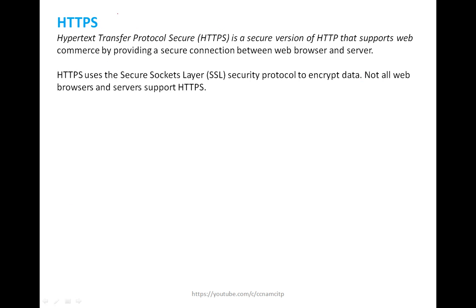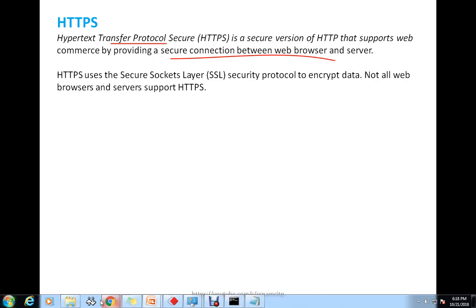Now the next one, guys, is HTTPS. HTTPS is more secure as compared to HTTP. If we talk about HTTP, the port number is 80, and if we talk about HTTPS, it is 443. Hypertext Transfer Protocol Secure is a secure version of HTTP that supports web commerce by providing a secure connection between web browsers and servers.